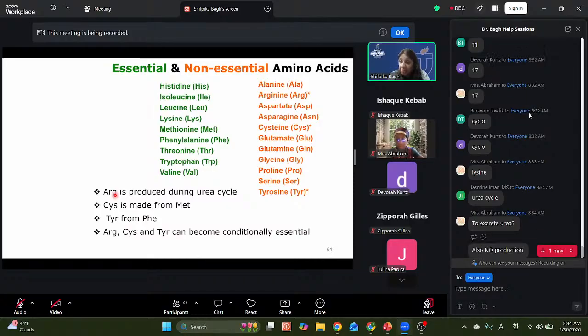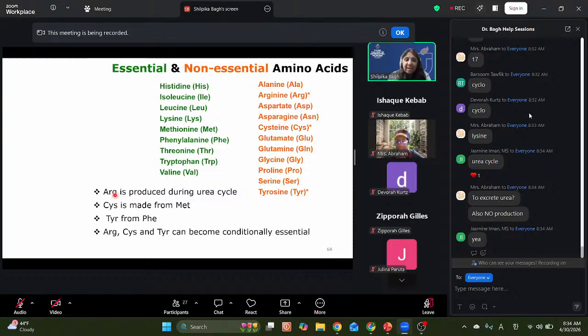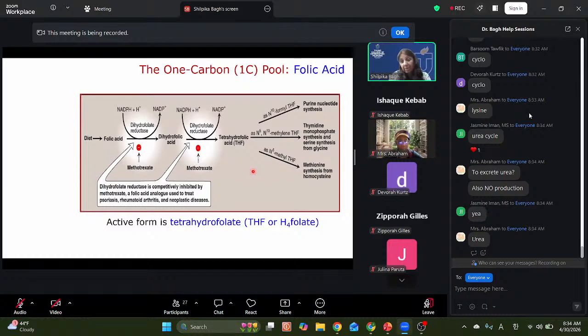Is arginine formed from the urea cycle? Yes. Arginine is used for nitric oxide production. That's the second step. But I'm asking, when does arginine become essential? In urea cycle enzyme defect. Yes, because the urea cycle produces arginine. So some amino acids are conditionally essential.